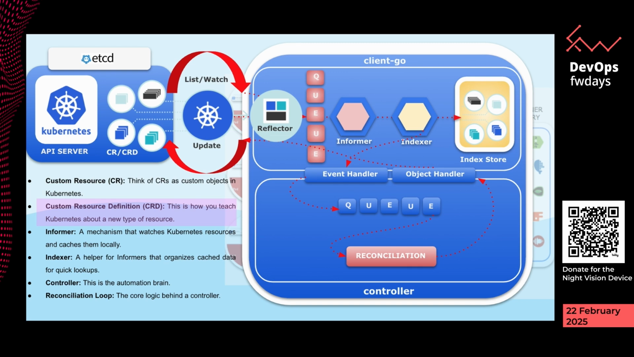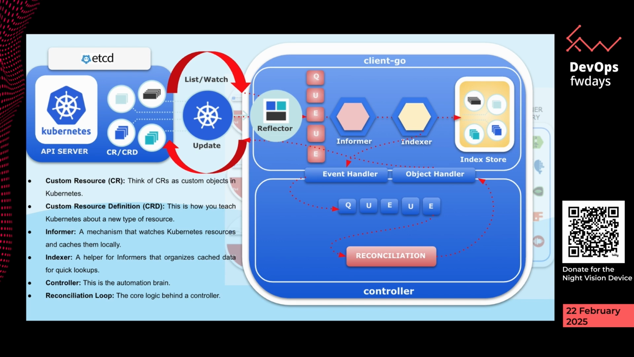But defining resources isn't enough. Something needs to actively monitor and reconcile them. That's where controllers come in. At the heart of the Kubernetes controllers is the reconciliation loop. This is where the magic happens. The loop continuously compares the actual state of the cluster with the desired state and takes action if there are drifts.